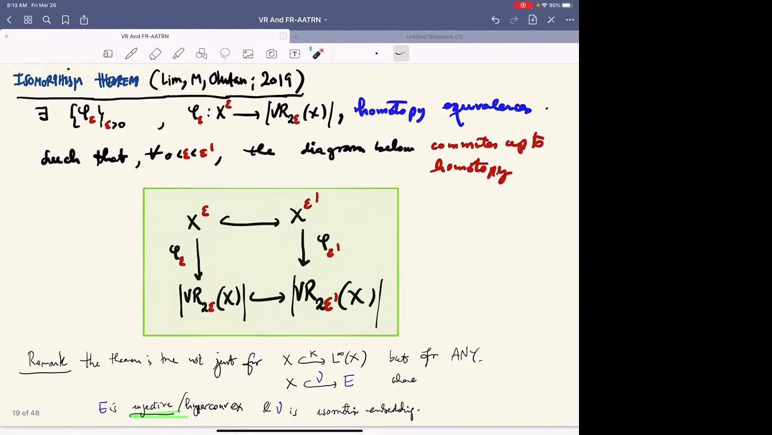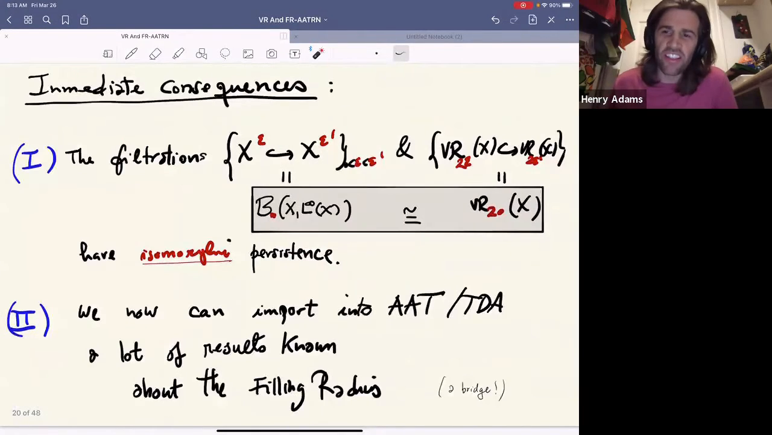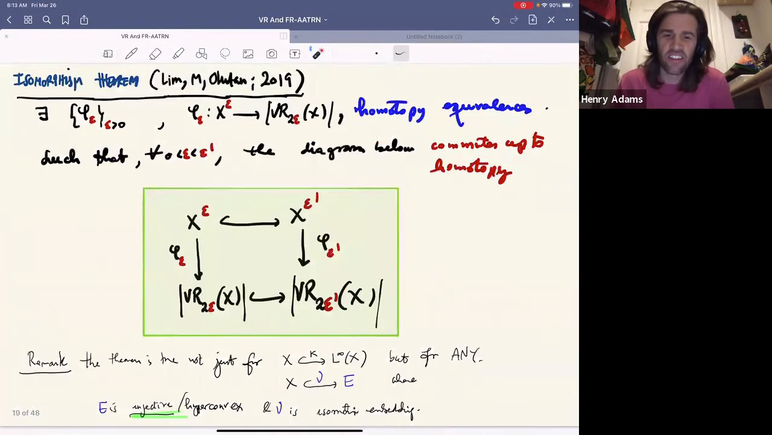row will be isomorphic. And Facundo, I think Giannis has a question. Giannis, please go ahead.